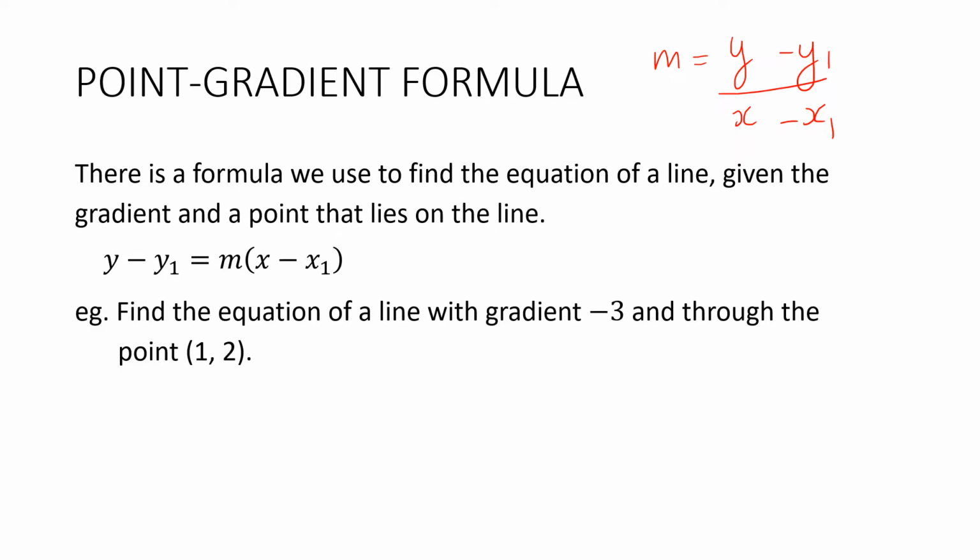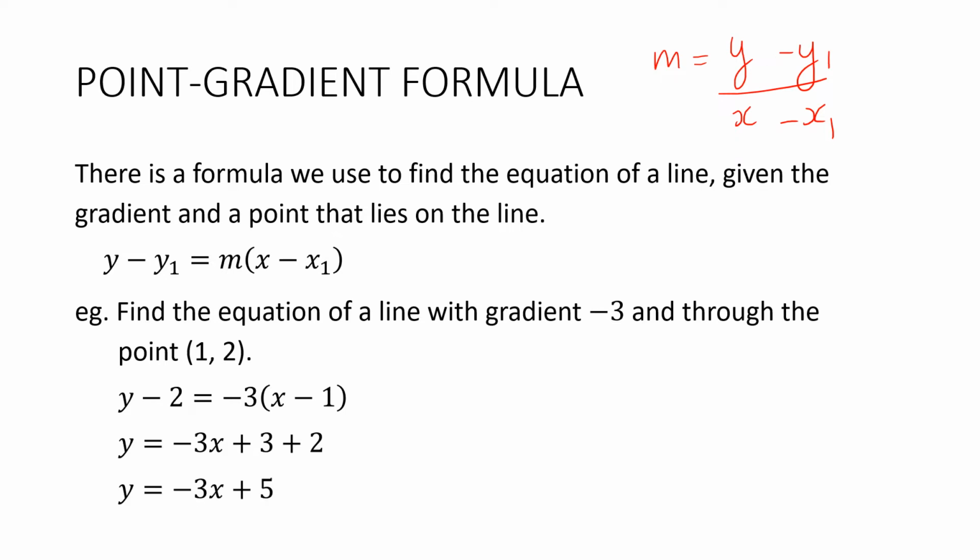Find the equation of a line with gradient -3 through the point (1, 2). So this is x1, y1, and this is m. And all we do is substitute in. So y take away 2 is equal to -3, and then (x take away 1). I'm going to expand this out and take the 2 over the other side. And that's going to leave us with y equals -3x plus 5. So I've decided to leave my answer in gradient-intercept form.